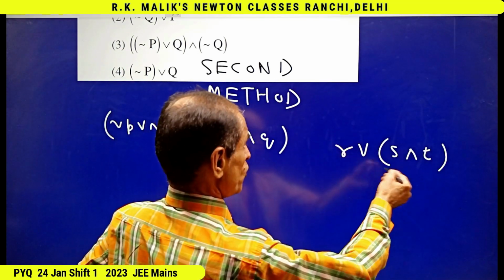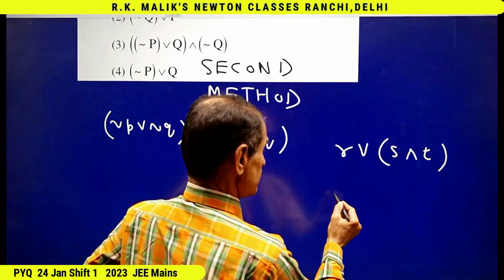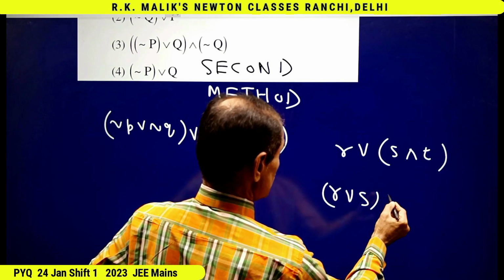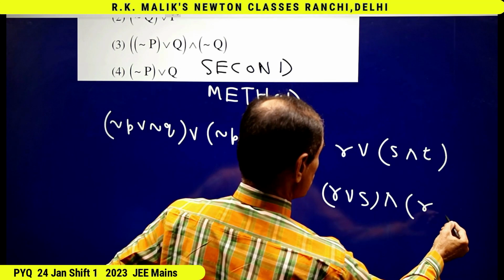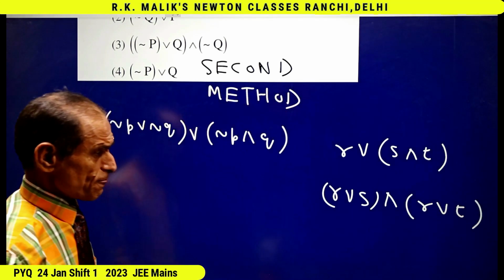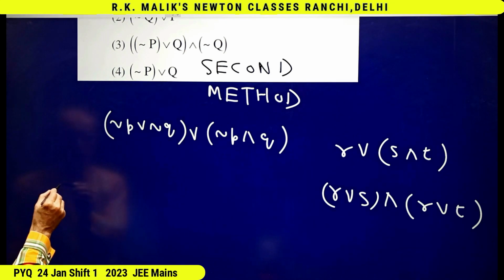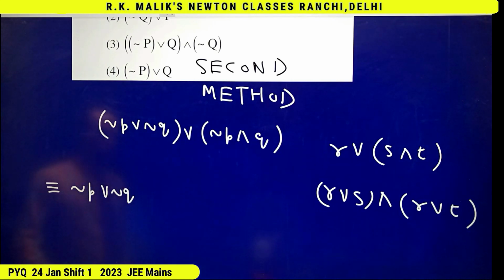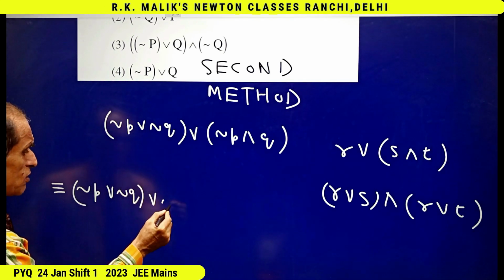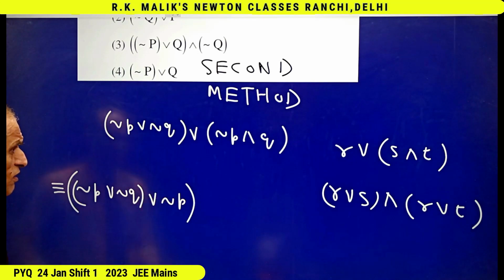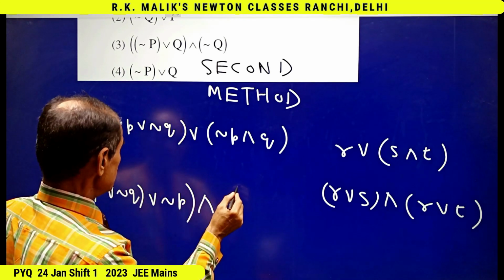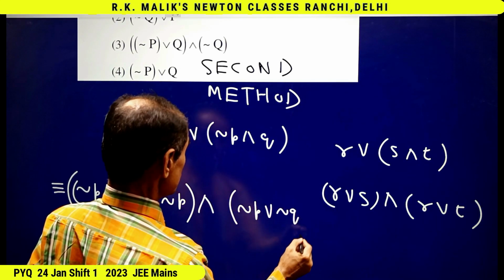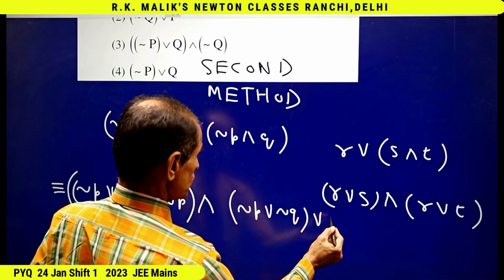And to solve it, you must be knowing that you will have to use the distributive law, which is R or S and R or T. And using this law, this is equal to negation P or negation Q or negation P and negation P or negation Q or Q.